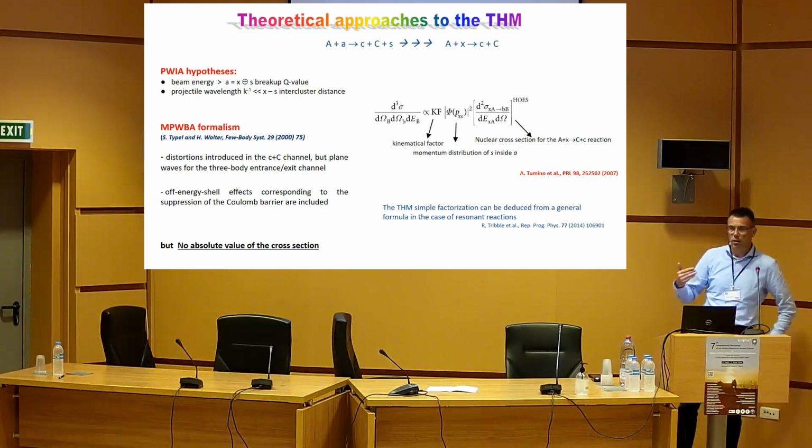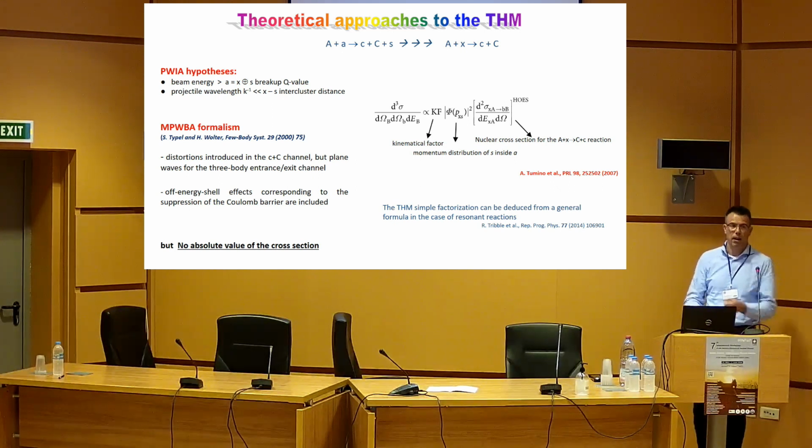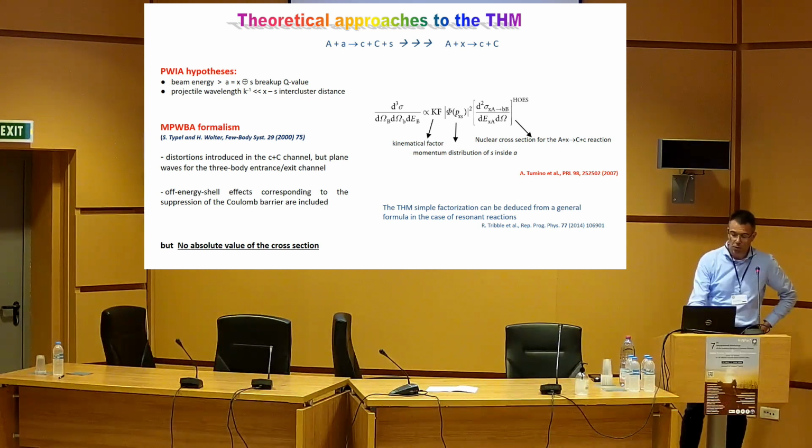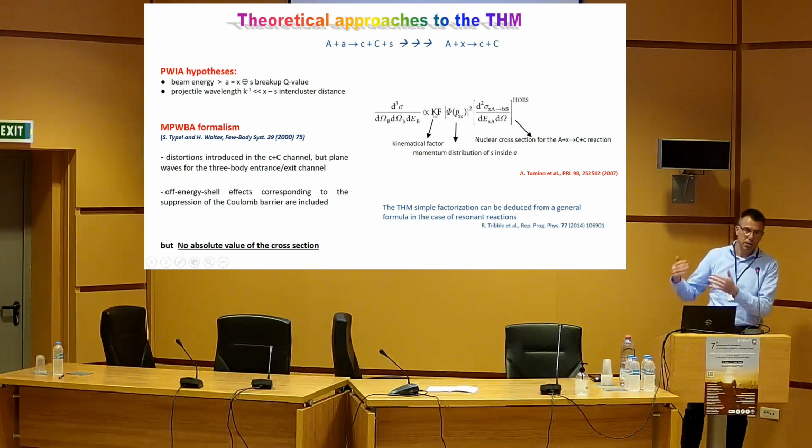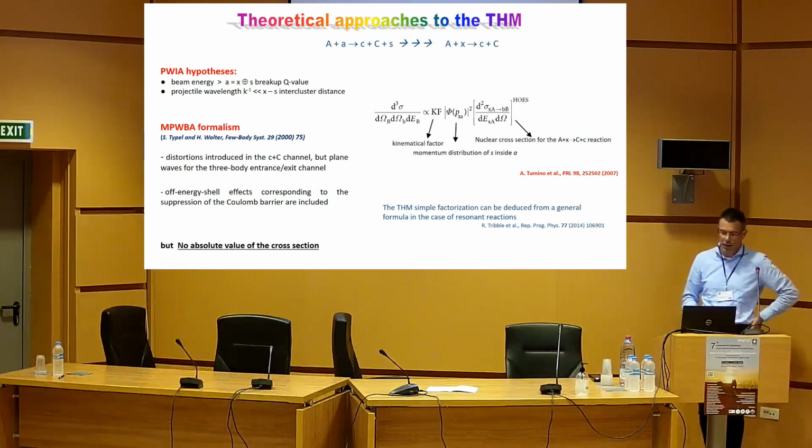Of course, a typical Trojan horse nucleus, for instance, is deuterium, with a very well-pronounced structure as P plus N, or helium-6 as alpha plus D, or, as we will see in the case of the carbon-12 experiment, even nitrogen-14 as carbon-12 plus D was used as a Trojan horse. So we need to know the momentum distribution of the spectator inside the Trojan horse nucleus, and then we have a kinematical factor which is typically reconstructed using a simulation.